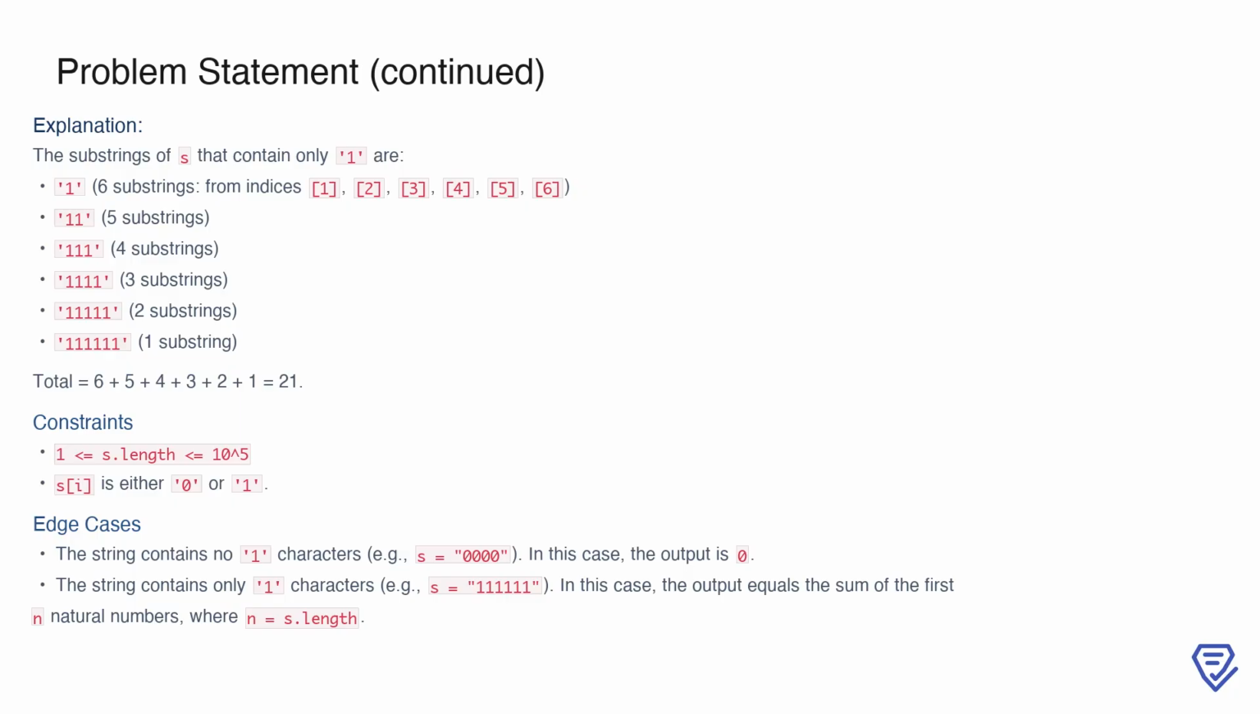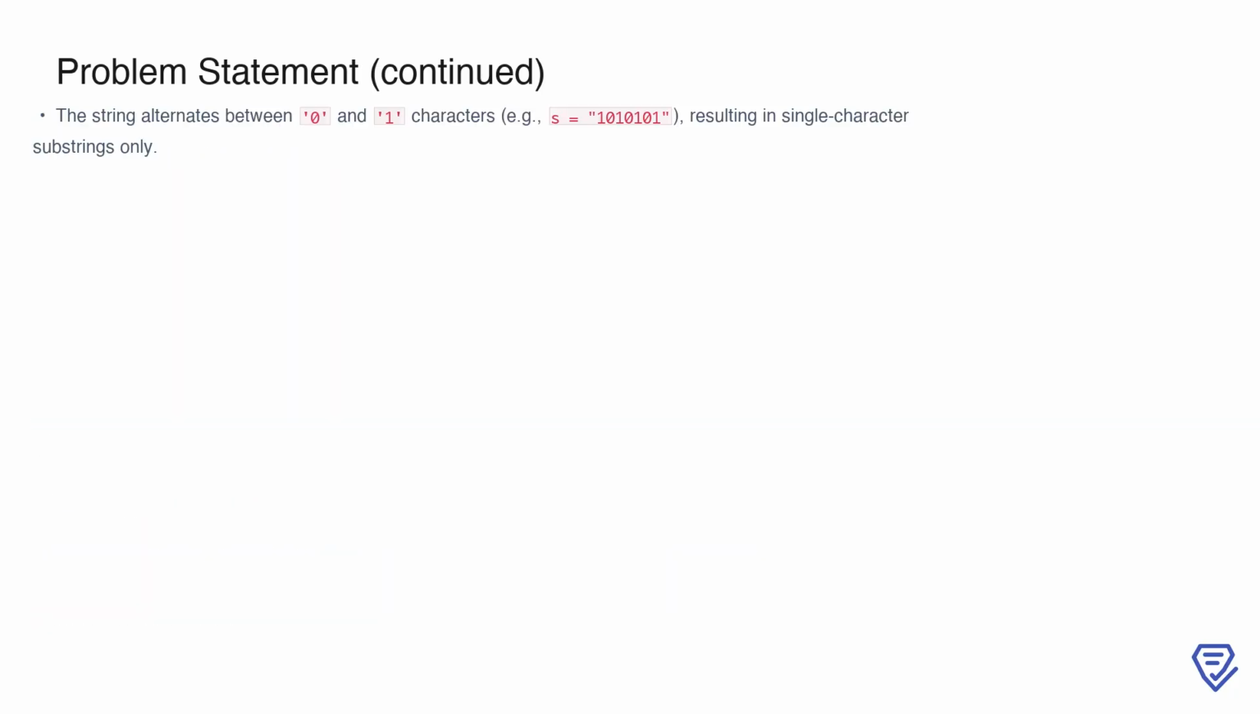There are a few constraints and edge cases to consider. The length of the string can go up to 10 to the power of 5, and each character in the string is either 0 or 1. An edge case to note is when the string contains no ones, like s equals 0000. In this situation, the output is simply 0 because there are no substrings with 1.